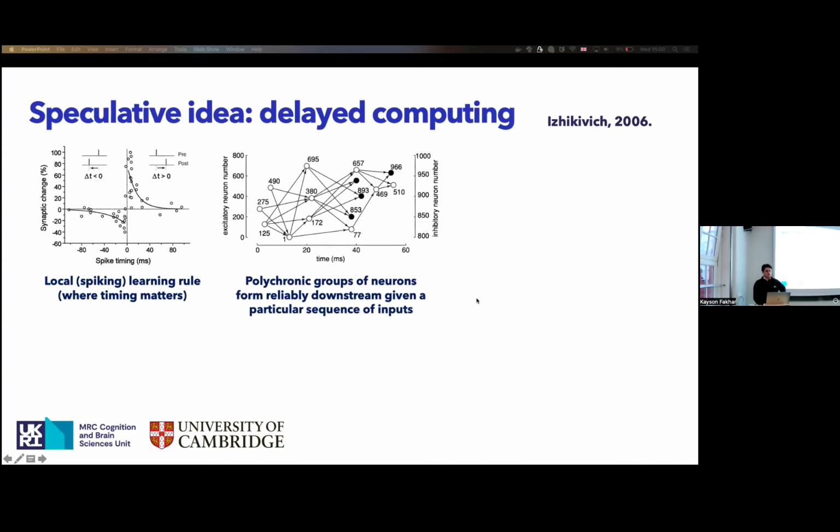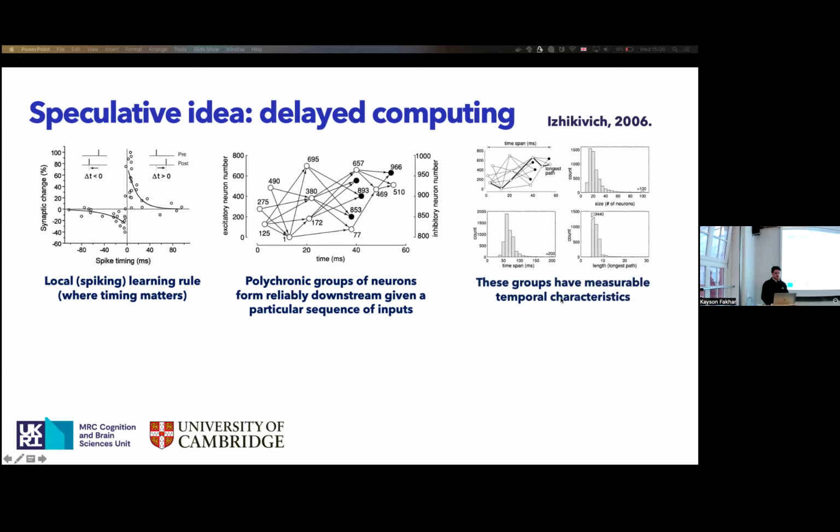You can generate what he calls polychronic groups. A polychronic group is the idea that if you have delays between neurons, you'll have a reliable sequence of neurons which would always fire to a particular sequence. So you could have a sequence of inputs, and then neurons will spike for a little while, and that will be specific to the sequence of inputs. Effectively, a memory for sequences.